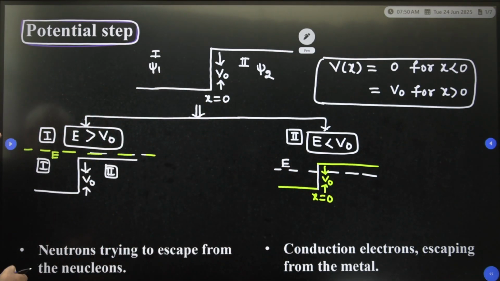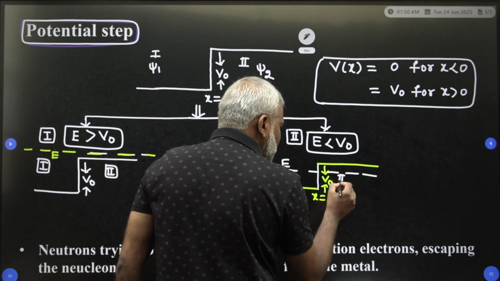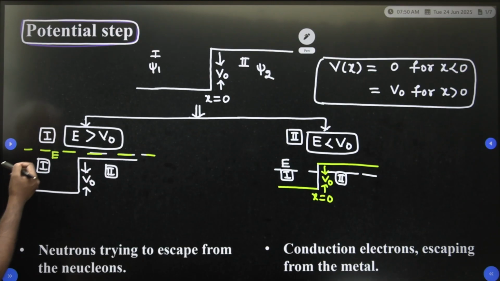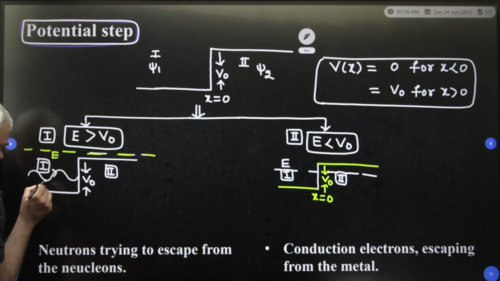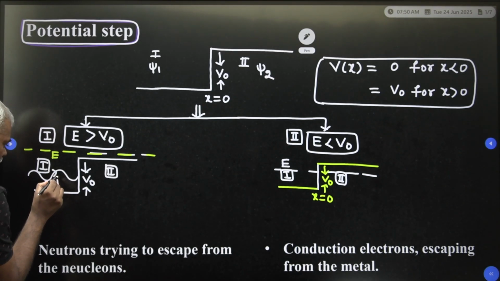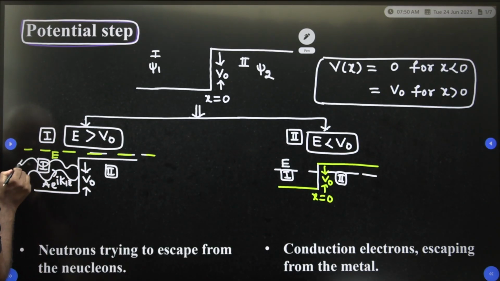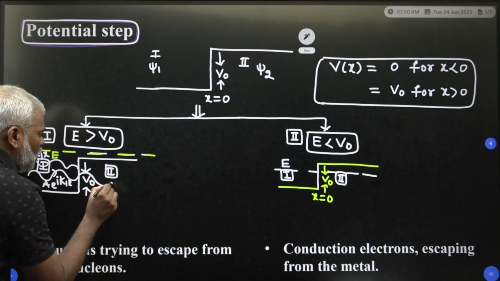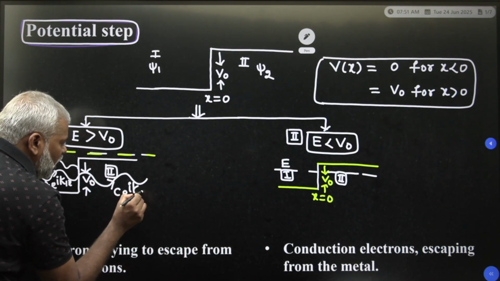We discussed yesterday this is region 1, and here we discuss region 2. Now some portion should be incident. The incident beam is A e to the power of i k1 x. Some portion should be reflected back in this direction. That reflected wave is B e to the power of minus i k1 x. Some portion should be transmitted. The transmitted beam is C e to the power of i k2 x.